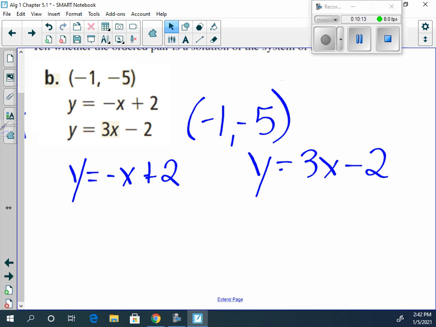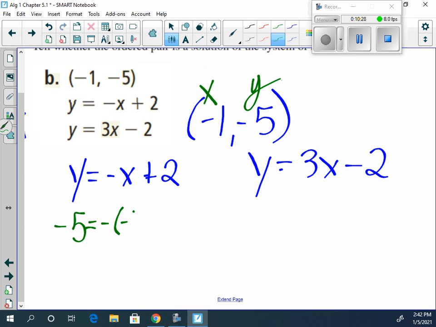The x value for this here is negative 1, and the y value is negative 5. So we can plug it in and see. So here we would have negative 5, because we plugged that in for y, is equal to negative 1 plus 2. Because since it's negative x, well, the x value is negative 1. So we have negative 1. We have to plug that negative 1 in.